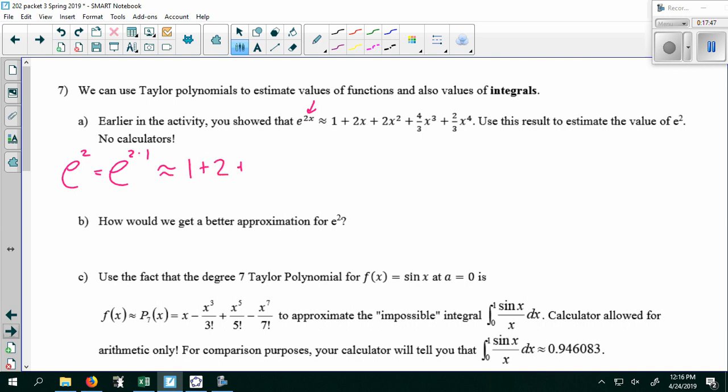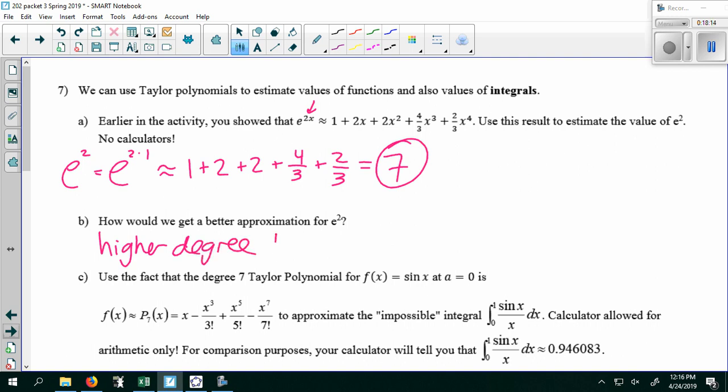1 plus 2 plus 2 plus 4/3 plus 2/3. So 4/3 and 2/3 is 6/3, which is 2. So 2, 4, 6, 7. So e squared is approximately 7. How do we get a better approximation for e squared? Use a higher degree Taylor polynomial.